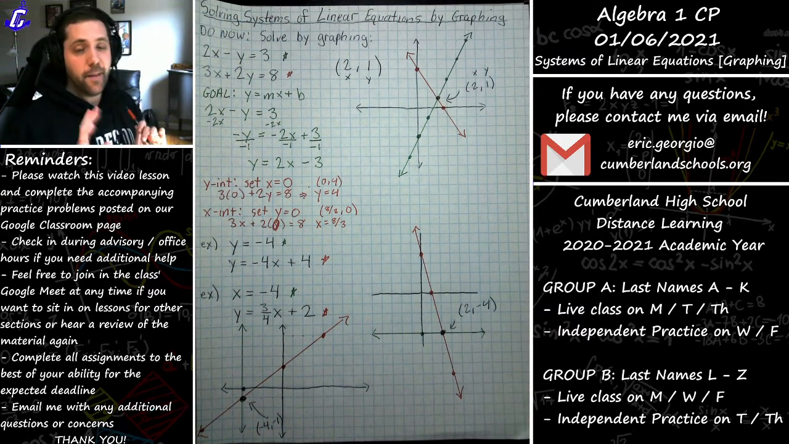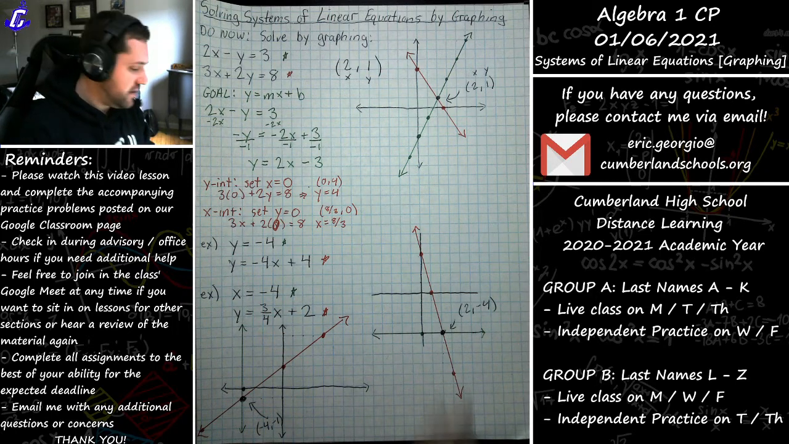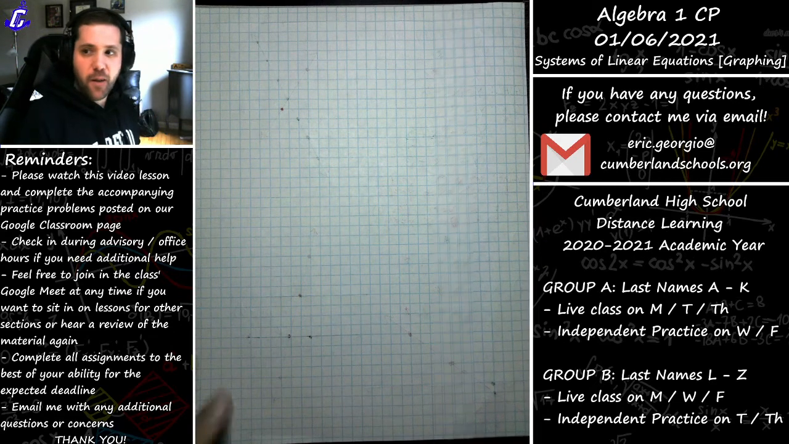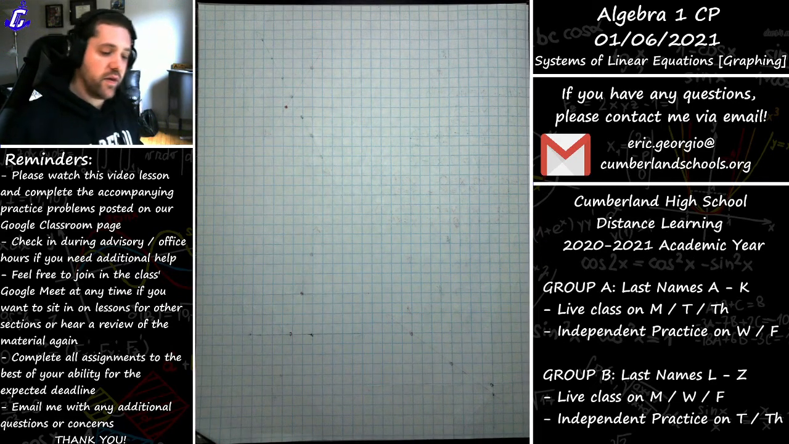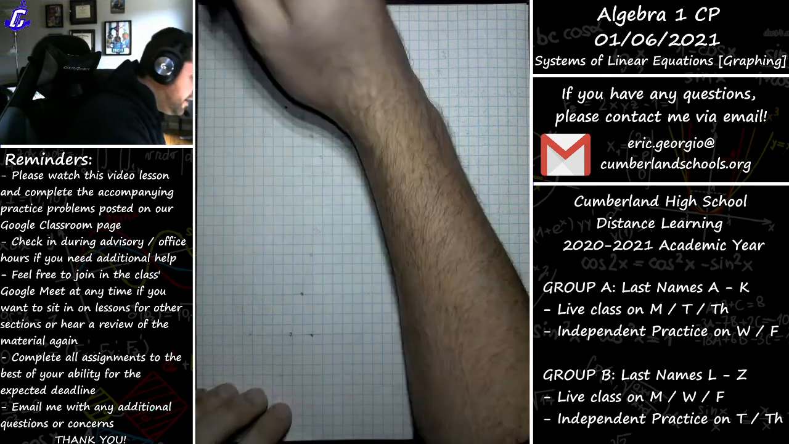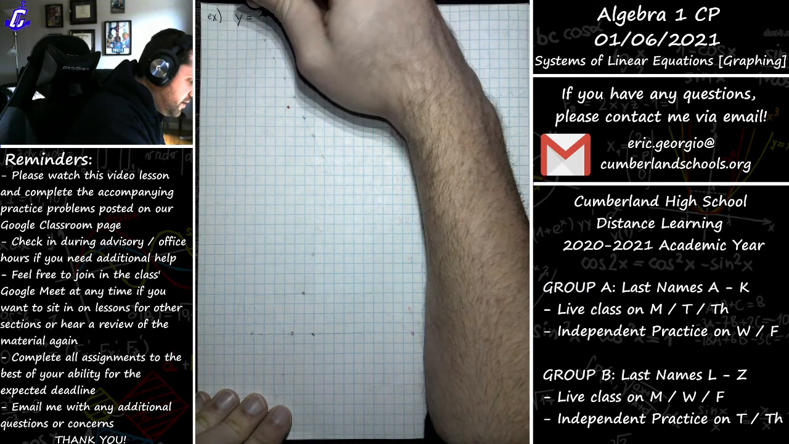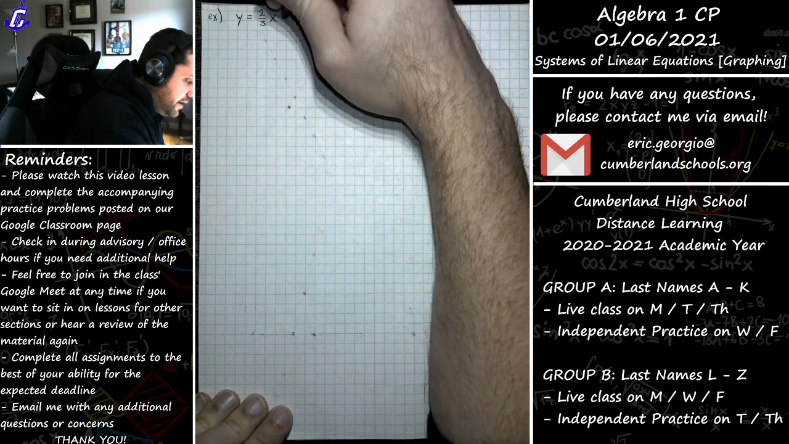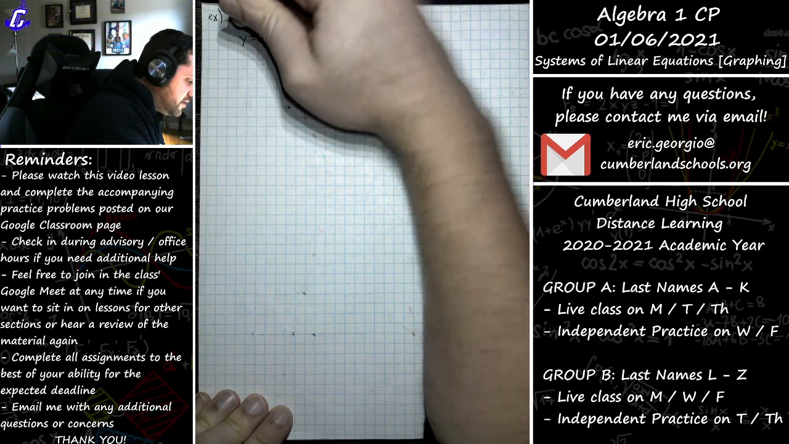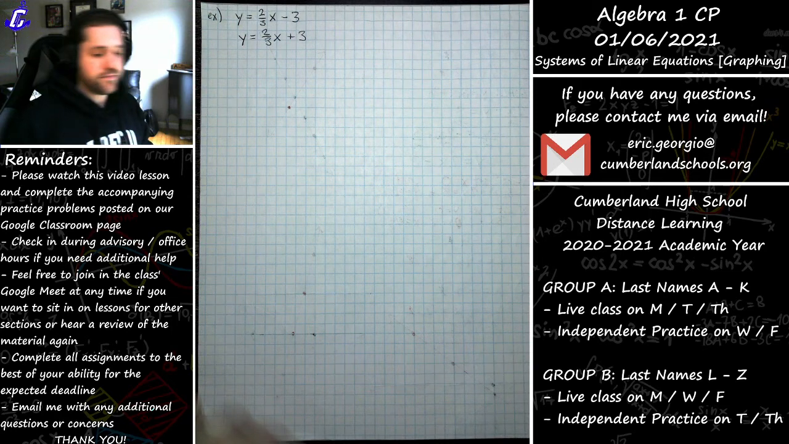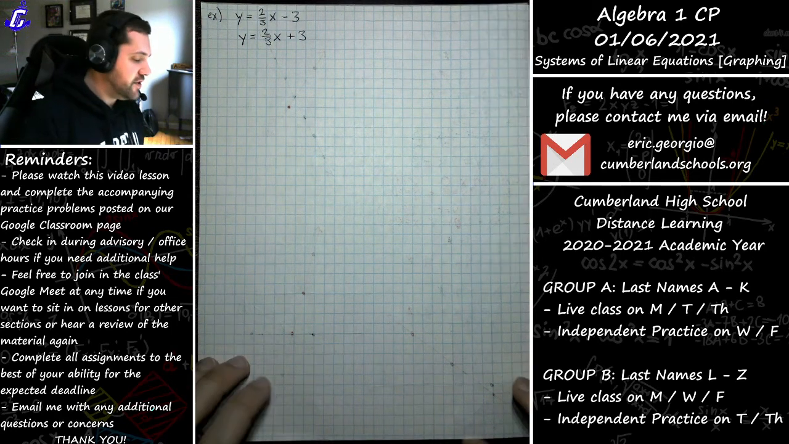What if my lines do not intersect at all? Let's take a look and find out. If they just are parallel to each other, that would be the only way that lines would never intersect. A good example of that is something like this: y equals 2/3 times x minus 3, and y equals 2/3 times x plus 3. And you're asked to find the solution to this system of equations.